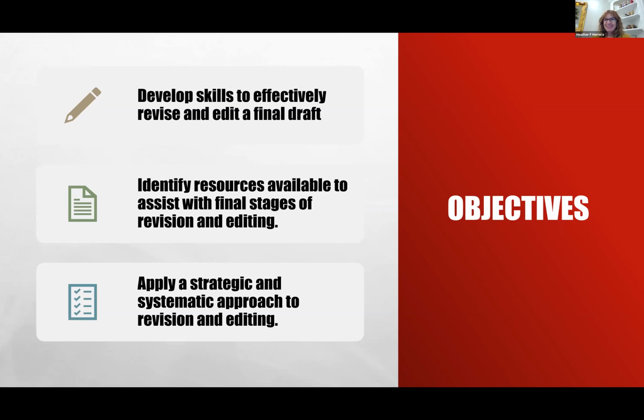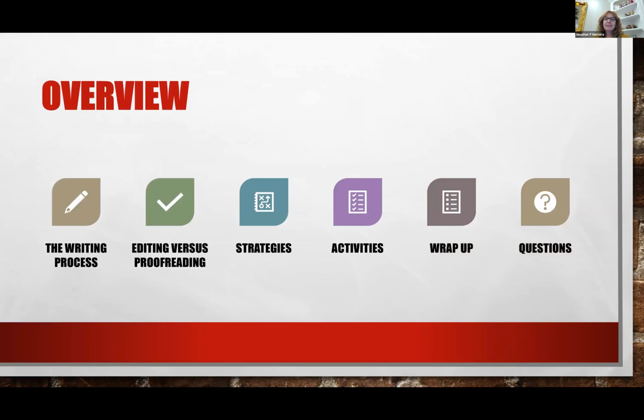Sounds good. All right, so like I said, I'm going to talk about a couple of things, but I'm going to try and keep things pretty accessible so that you walk away really having a clear understanding without feeling overwhelmed. So the writing process is one thing that it's really important we understand at a foundational level. What are we talking about here? And then, the difference between editing and proofreading, and some specific strategies.